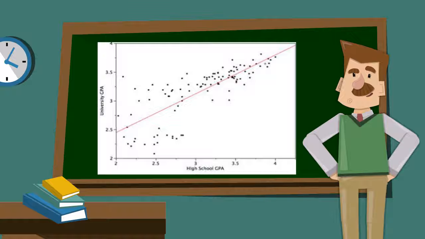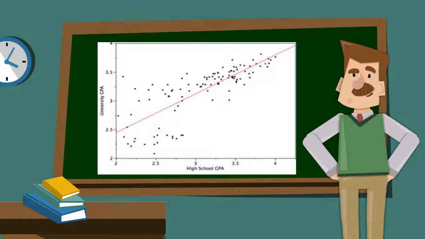The residual would be from that point to that line. How far are they from that point to that line? And that is the residual, and you'd add all those residuals up, or SPSS would add it up for you. And that's what you would get for your square of residuals.